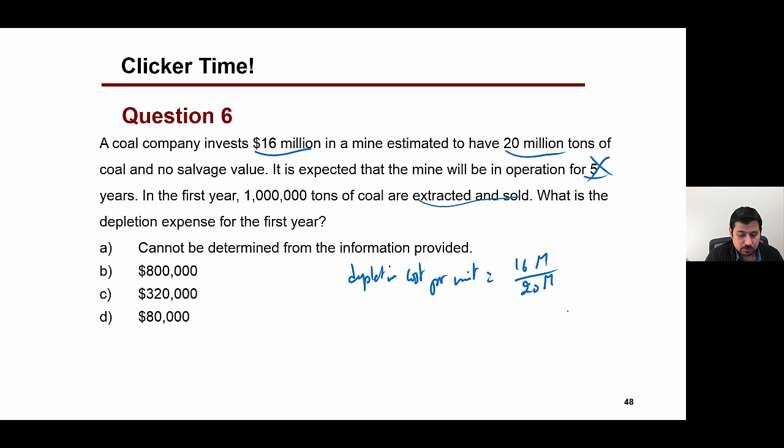So we have 16 per 20 million, which is equal to $0.80 per extracted unit. In this case, per ton. In the first year, the company extracted and sold 1 million units multiplied by 0.8, and that would be 800,000 for the first year. So the answer here would be B.